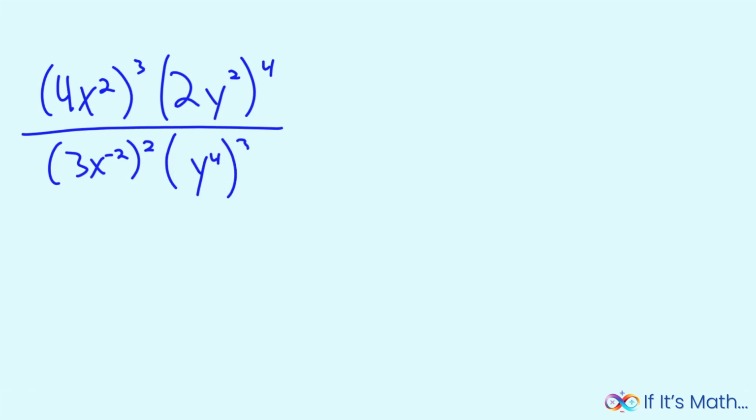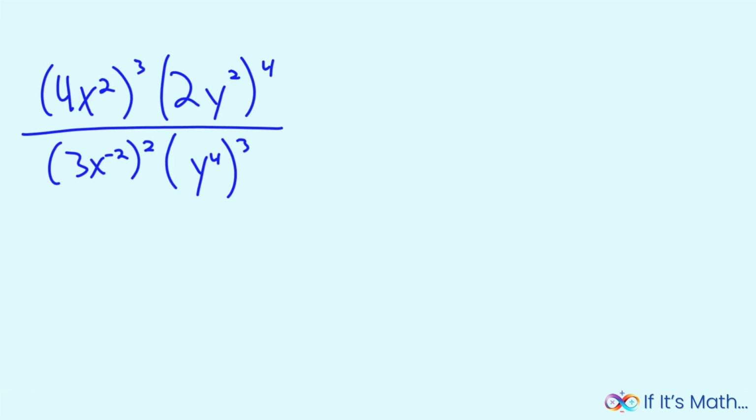Okay, we're going to ratchet up 2 more levels still. So let's look at our next to last problem. And let's introduce exponents raised to exponents with some numbers in there as well. So let's say we have 4x squared to the 3rd power times 2y squared to the 4th power all over 3x to the negative 2nd power squared times y to the 4th to the 3rd. Okay, so I didn't put an exponent on the outside.